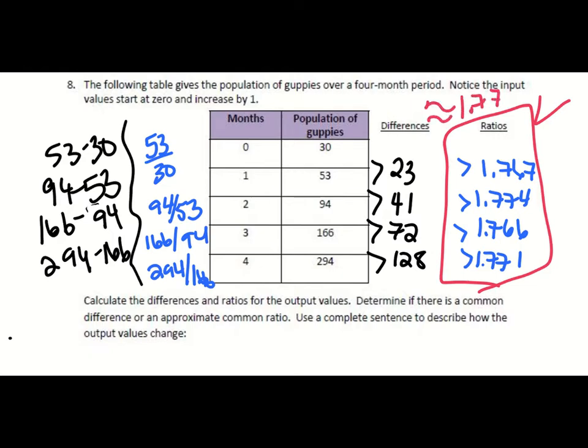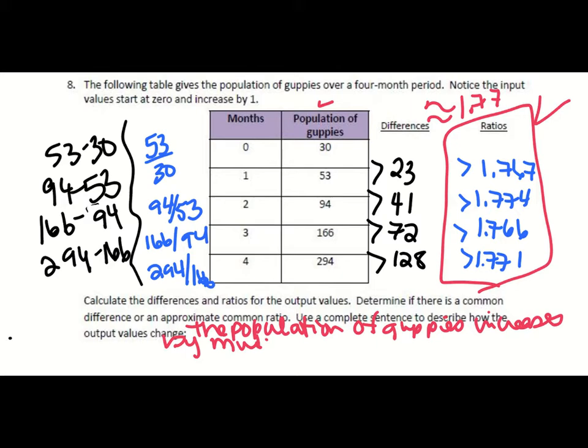And again, it's a ratio, you're multiplying. So I'm going to say that my population of guppies increases. Now, the one thing you have to be careful with when it's a ratio, increases by, you have to use the word multiplying. You have to have the word multiplying in there. Otherwise, I don't know it's a ratio. By multiplying by 1.77 each month.